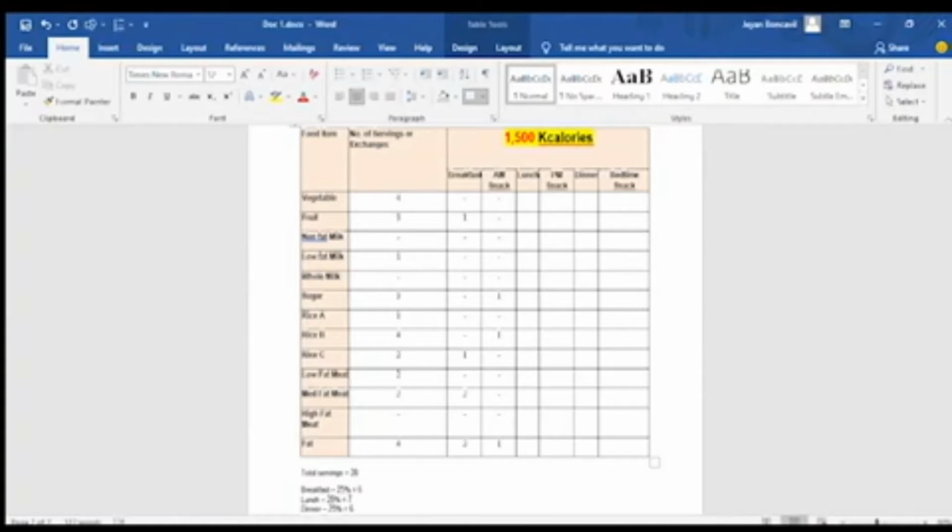Then for lunch, we have 2 exchanges of vegetable, 1 exchange of fruit, non-fat milk 0, low-fat milk 0, whole milk 0, sugar 0, rice A 0, 2 exchanges of rice B, zero rice C, 1 low-fat meat, and 0 medium-fat meat, 0 high-fat meat, and 1 exchange of fat.